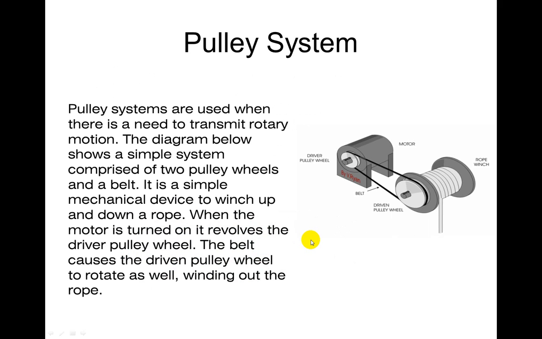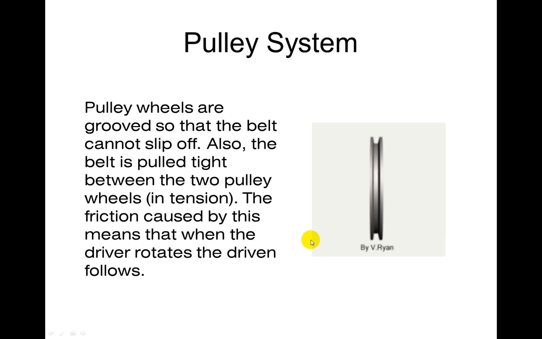Pulley systems are used when there is a need to transmit rotary motion. The diagram below shows a simple system comprised of two pulley wheels and a belt. It is a simple mechanical device to winch a rope up and down. When the motor is turned on, it revolves the driver pulley wheel. The belt causes the driven pulley wheel to rotate as well, winding out the rope.